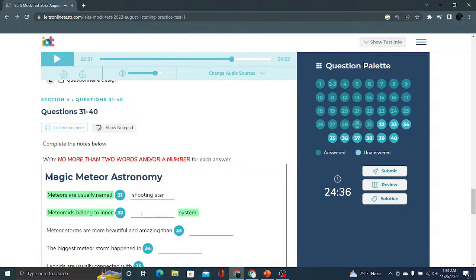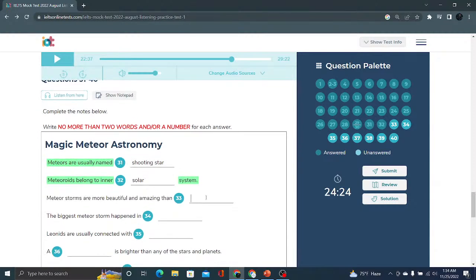Inner solar system. So the answer would be solar, S-O-L-A-R, solar. Okay, solar system. Now let's move on to listen for question number 33.